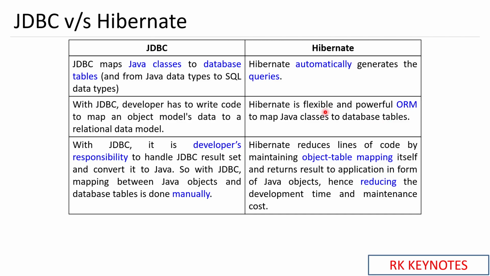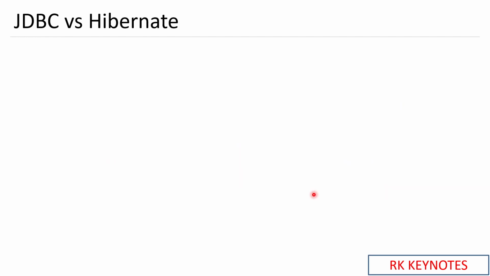Whereas in JDBC, we need to follow the 5 steps. We know the most important steps of JDBC connection: registering the driver, getting the connection, creating the statement, executing the query, and then closing the connection, right? And then we need to use a result set and handle it. But there is no such thing in Hibernate. So it reduces the development time for us.